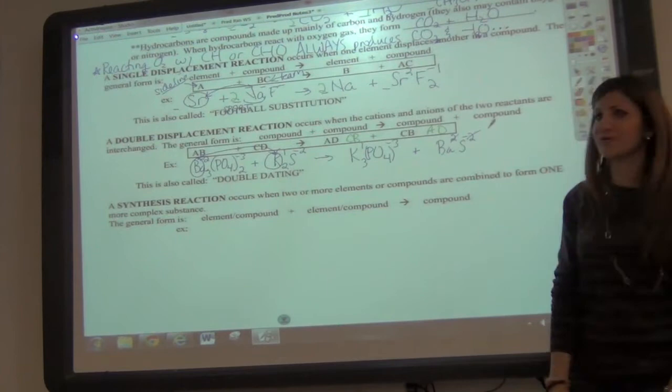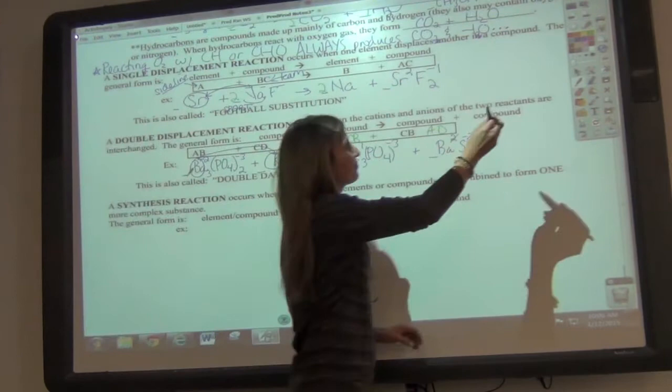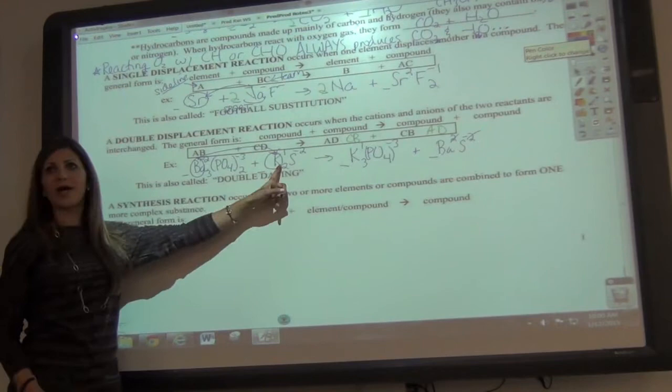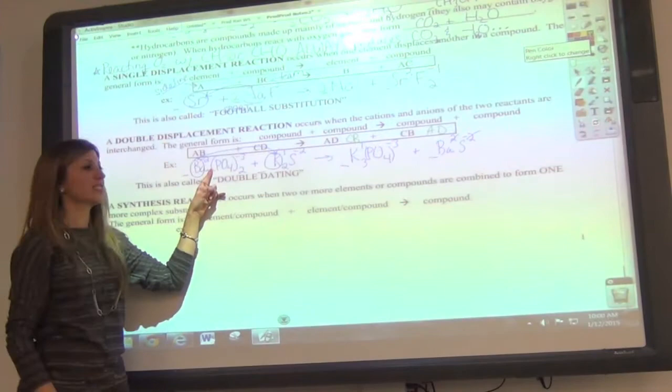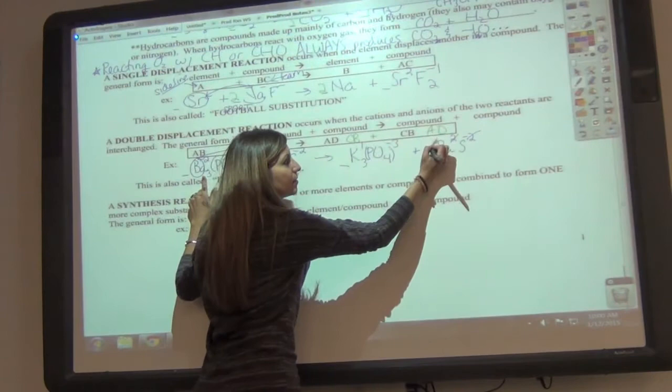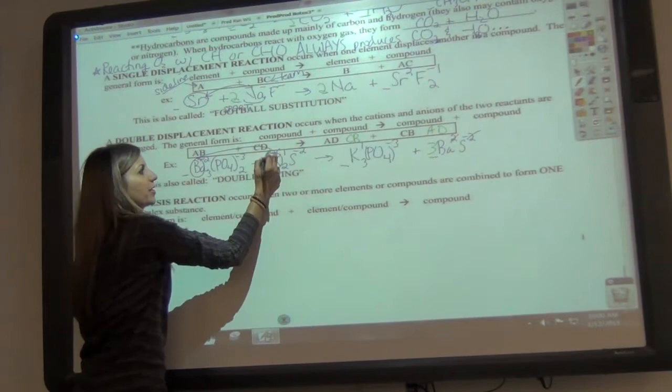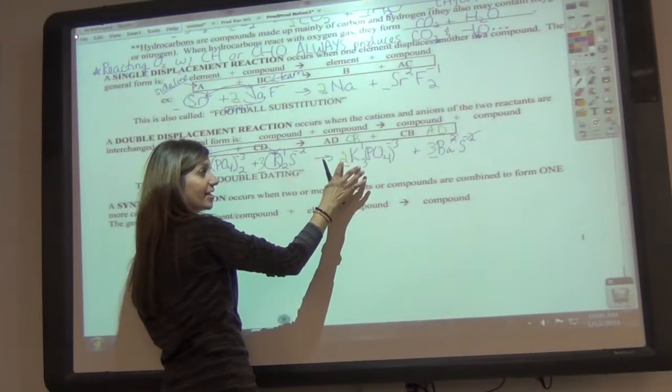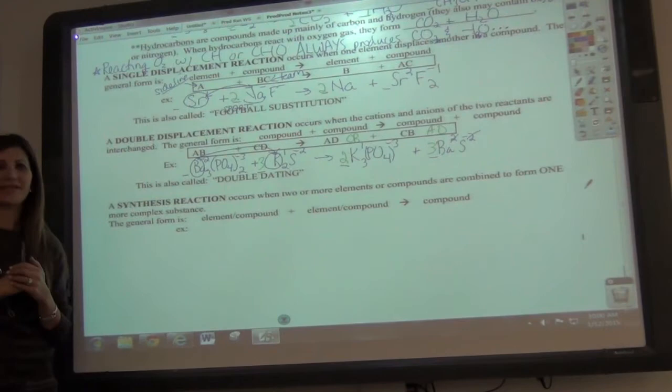I'm going to switch colors. Which one's better to start with, the left or the right? The left. Why? More elements. Perfect. More elements is the one you want to start with. Three Bas, so what do I do here? Put a three. Now that makes it three S's. So I'm going to come back here, so what do I do with this one? Put a three. That makes it six K's, so what do I do here? Put a two to make it six, and that's two PO4s. Now I already have two PO4s. So that one wasn't bad. That was pretty good. Not too hard.